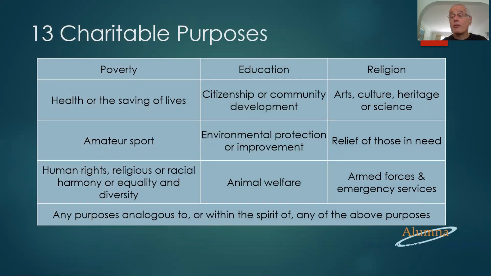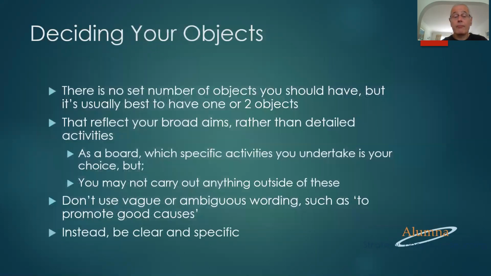The Charities Act defines 13 charitable purposes, and you need to decide which one or more your activities will fall within. There's no set number of objects that you should have, but it's usually best to keep these to one or two. The Commission expects a great deal of detail and supporting evidence for everything you're going to do. So if you have a broad spectrum covering several purposes, you will need to be able to provide the information for each of those.